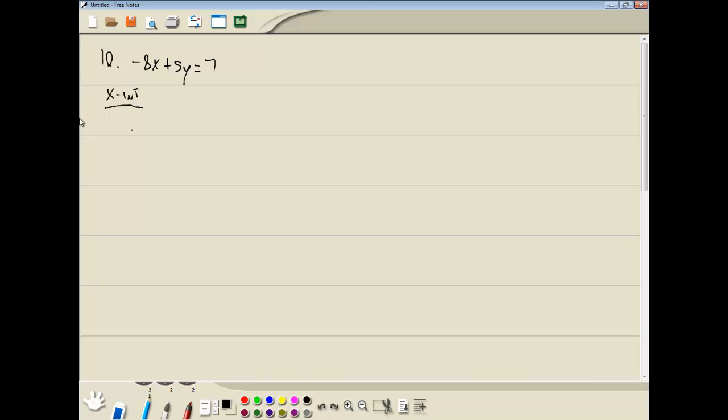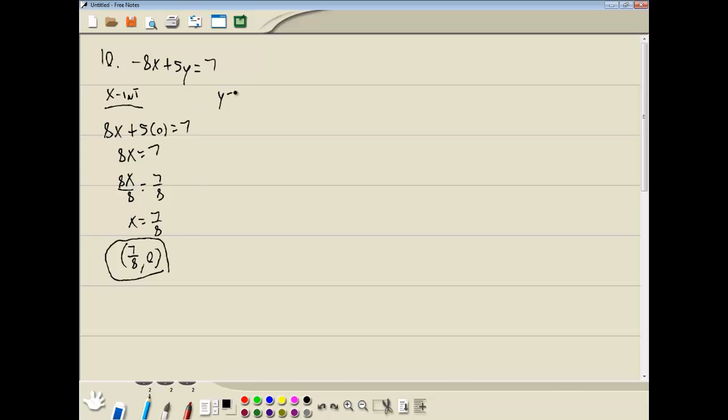Find the x-intercept. You always plug 0 into the other variable. So we got negative 8x plus 5 times 0 equals 7. 5 times 0 drops away, so we got negative 8x is equal to 7. Divide both sides by negative 8. And you get x is equal to negative 7/8. So the answer would be (-7/8, 0).